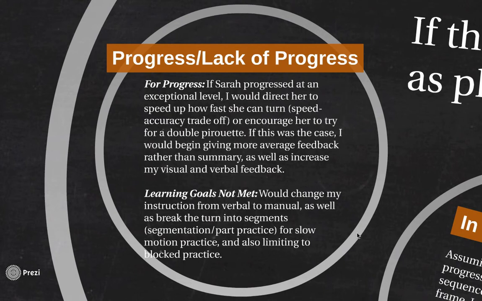Should Sarah be progressing, as I talked about a minute ago, we would work more on varied practice, which means that I would place that turn in a dance combination. So she would do a step kick, a leap, and then do the turn. That would be the varied practice. We would only do that if Sarah was progressing exceptionally, but in this instance, Sarah's not progressing exceptionally, so we're sticking strictly with that blocked practice.